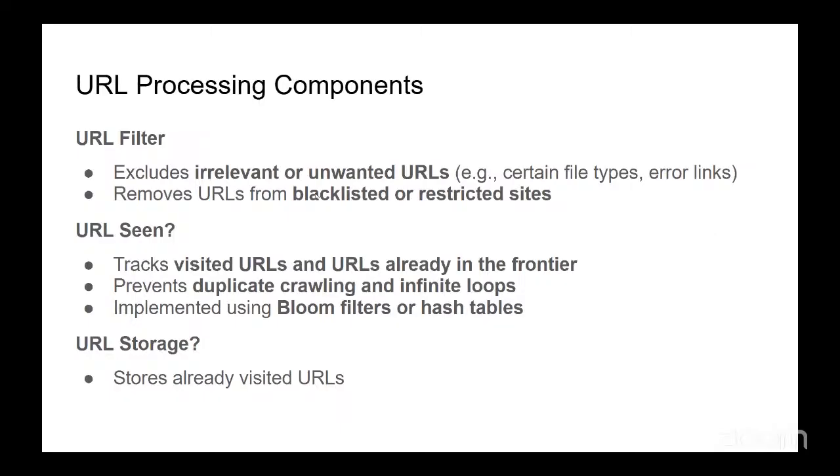It will exclude irrelevant or unwanted URLs, and it will also remove URLs that are on blacklisted or restricted sites. So this is what your URL filter does. After this, before adding to the URL Frontier, there is a URL seen component. The URL seen component tracks the visited URLs and the URLs that are already in the Frontier. If a URL has already been visited, it will not put it back into your URL Frontier.